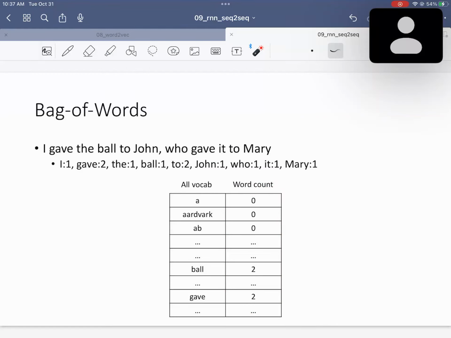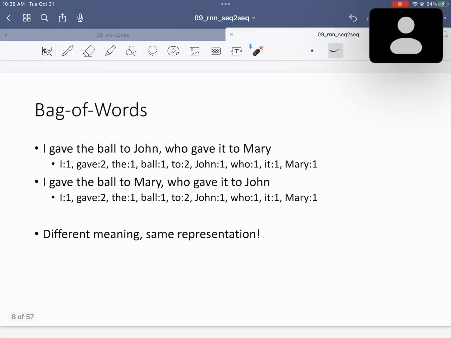So you assume that you just know all the vocab in the English dictionary. Suppose that you have like 50,000 vocabulary words in your dictionary, and then you can convert any text, however long or short, it could be a whole book, it could be just a sentence, into a 50,000 dimensional counting vector. So like ball occurred once, gave occurred twice, and so on and so forth. So any given text, you can convert it into a 50,000 dimensional counting vector.